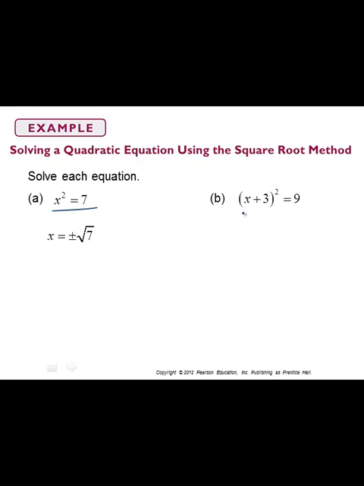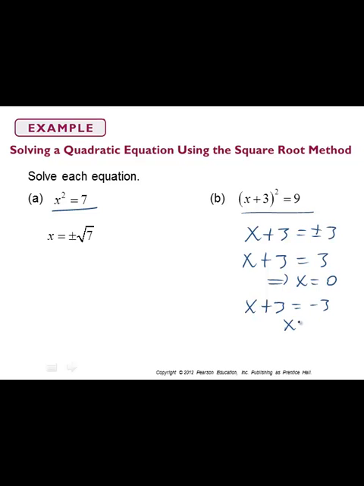If you have x plus 3 squared is equal to 9, there's really no need for you to FOIL out the x plus 3 squared and then subtract 9 from both sides and then use some weird method to solve your equation. You could just simply say, well, x plus 3 must be equal to plus or minus square root of 9, which is 3. So that means that you have x plus 3 is equal to 3 as one possible solution, which means that x is equal to 0. Or you could have x plus 3 is equal to negative 3, in which case you have x is equal to negative 6. So you have two solutions, 0 and negative 6.